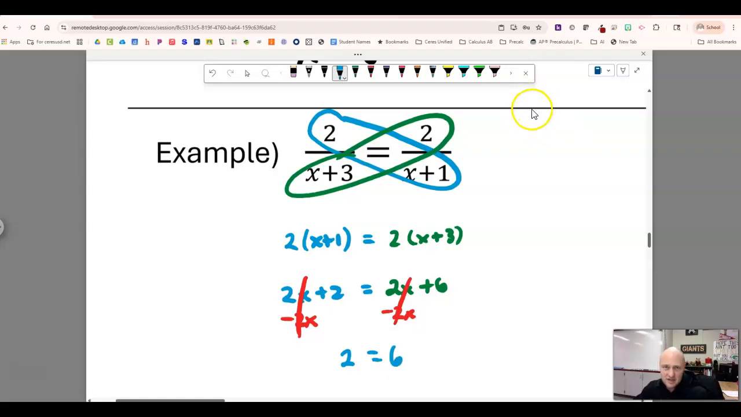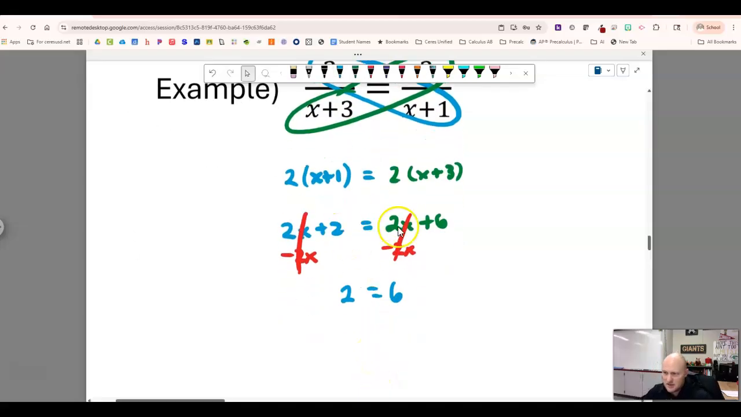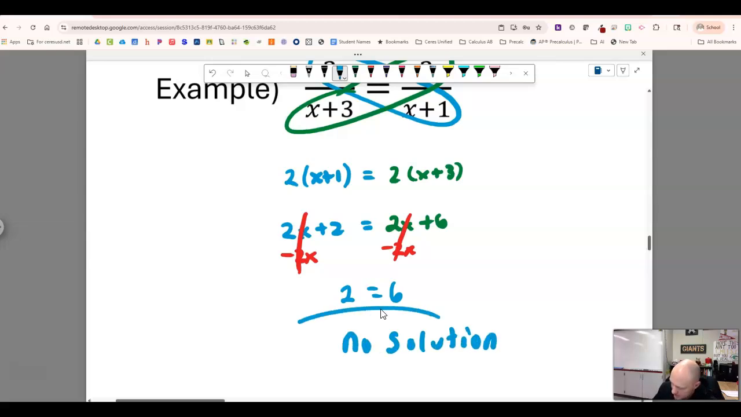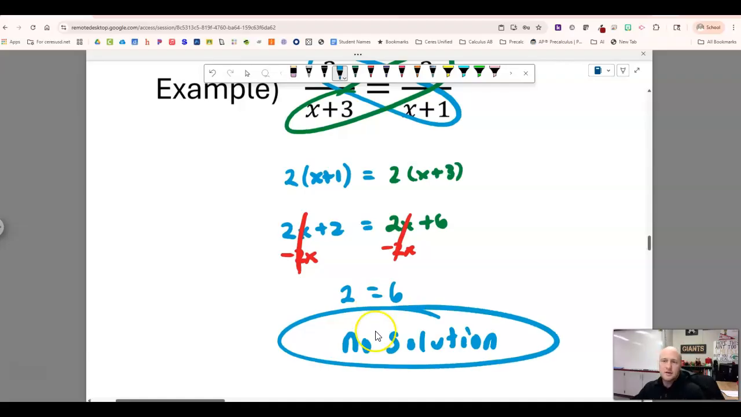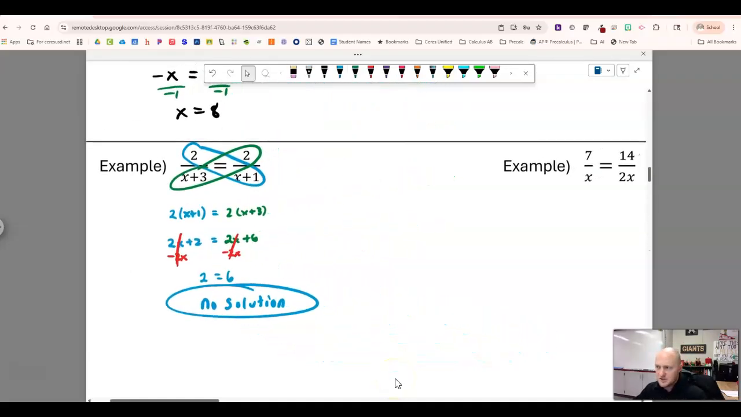Whenever this happens, I'm always taken aback. Like, 2 equals 6, what? I first pause to make sure I didn't make a mistake, right? I need to move my x's together, so I do the opposite. Subtract 2x, subtract 2x. Yeah, positive 2x take away 2x gives me nothing. They both cancel. This is the no solution situation. So this is a completely false statement. So when you get this, there is no solution. Okay, that's a no solution.